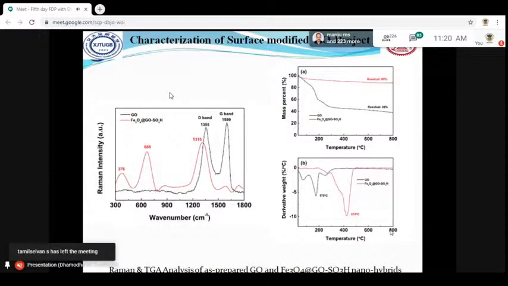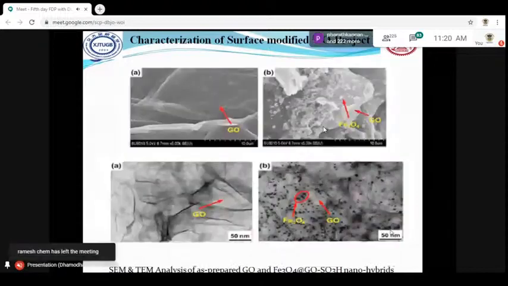In the case of TGA analysis, for the neat graphene oxide we have got a 38% residual value, but in the case of magnetite nanoparticle decorated graphene oxide, we have got an 88% residual value. It shows that our graphene oxide surface has been decorated, and also the thermal property, I mean the thermal resistivity of the graphene oxide, has been enhanced due to the decoration of magnetite nanoparticles.